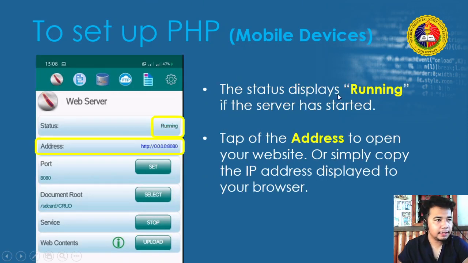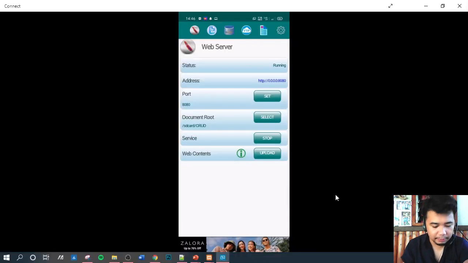All right, the status displays running if the server has started. And then tap on the address to open up the website or simply copy the IP address displayed to your browser. So here, let's check if it's already running. Okay, on my end, it says here the status is running. That means the server has successfully started.